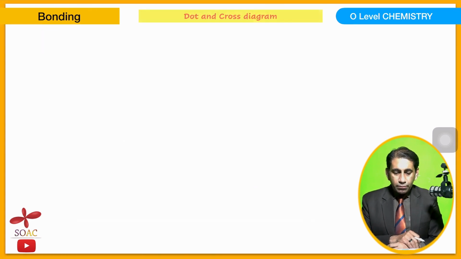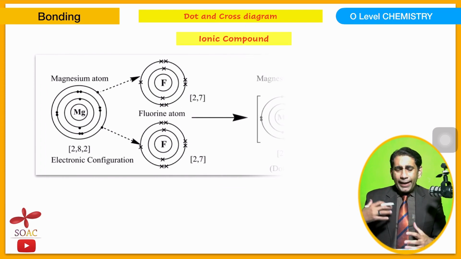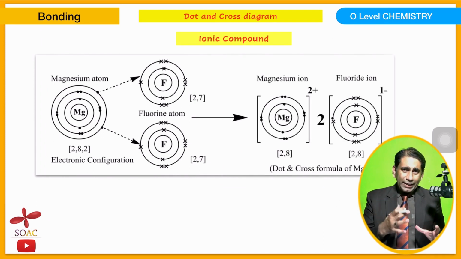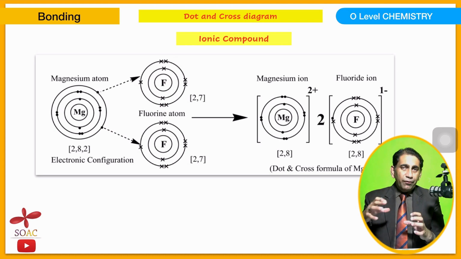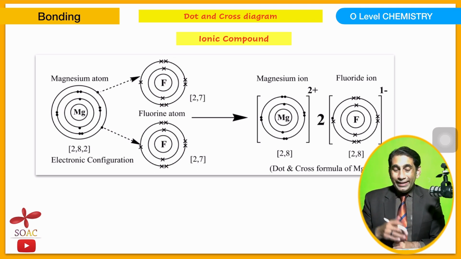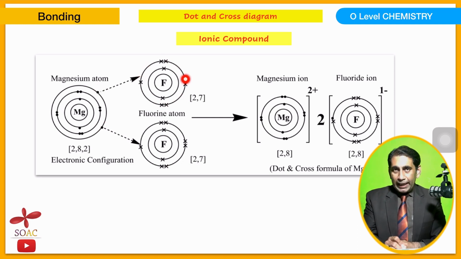The next thing is the dot and cross diagram of an ionic compound. For example, when an ionic compound is developed between a metal and a non-metal, take magnesium metal, which has two outermost electrons. When it is allowed to react with the fluorine atom, both of these elements do not have a complete octet; their outermost shells are incomplete. Magnesium has only two electrons, and this fluorine atom has seven electrons.